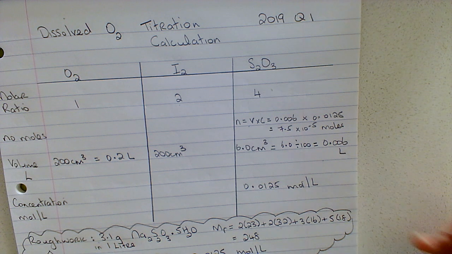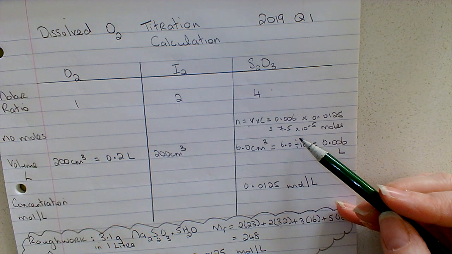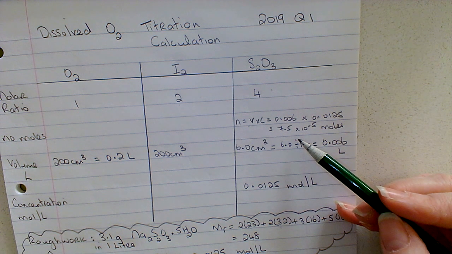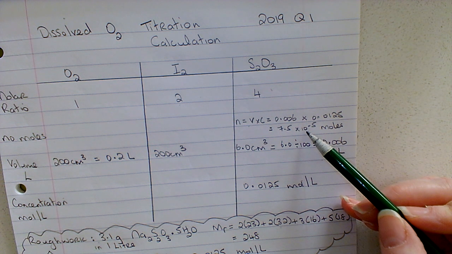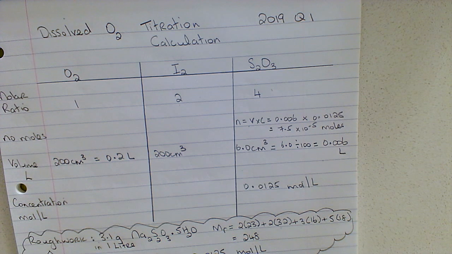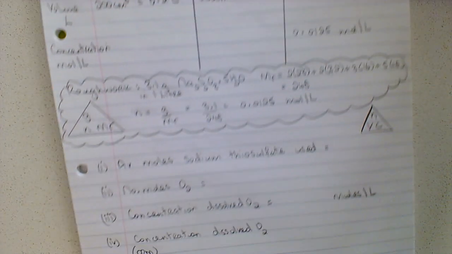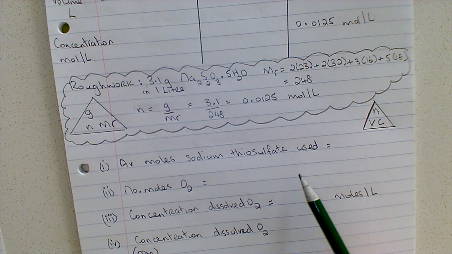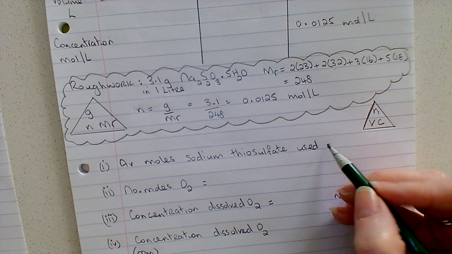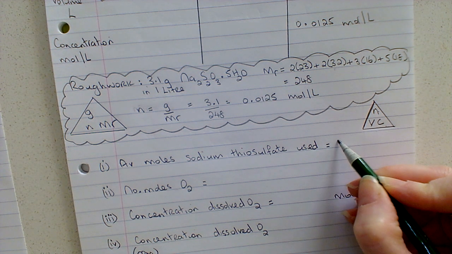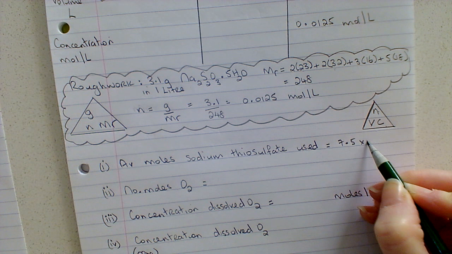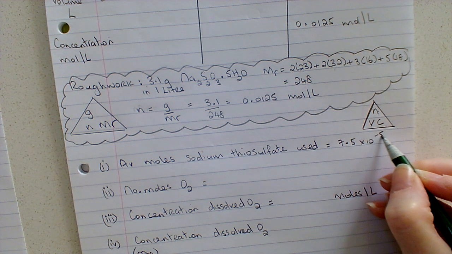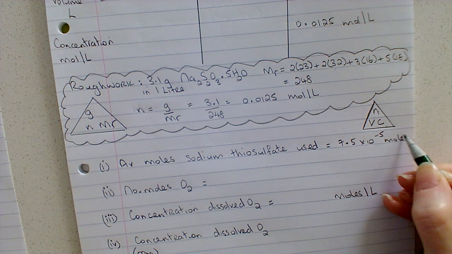So this number is 0.000075 moles. I've written it here in scientific notation. Now, we've answered part 1. Part 1 from section D was to work out the average number of moles of sodium thiosulfate used. So let's write that in down here. That's my 7.5 by 10 to the minus 5, and don't forget your units, moles.